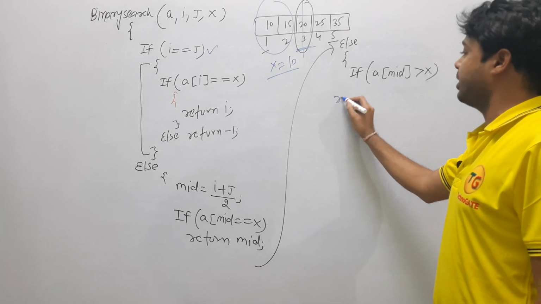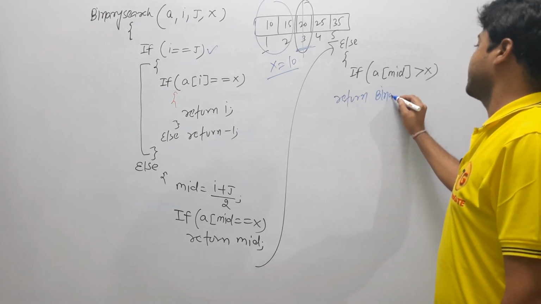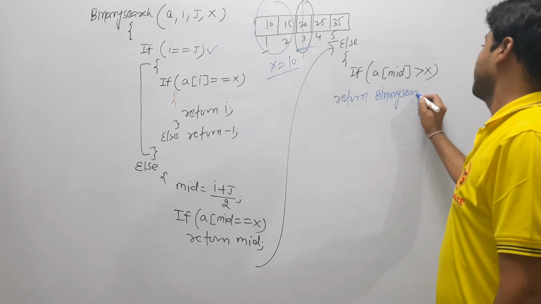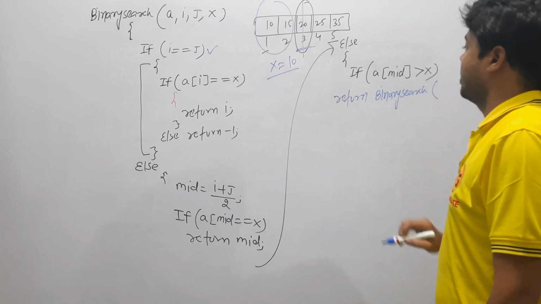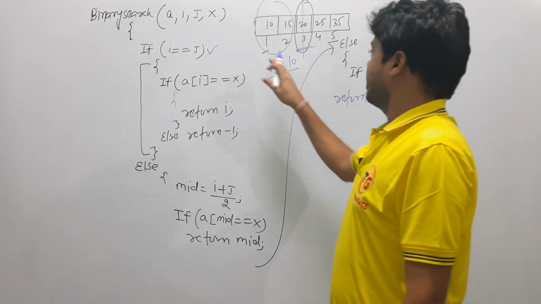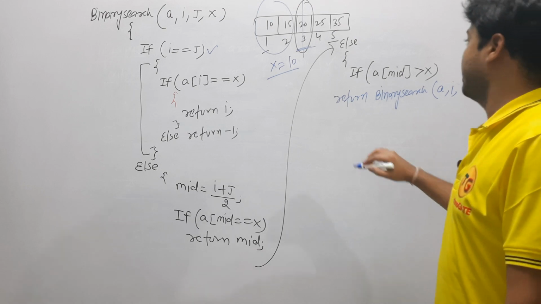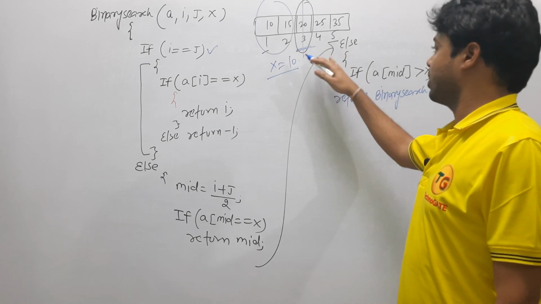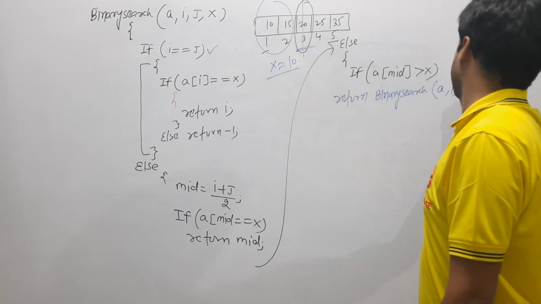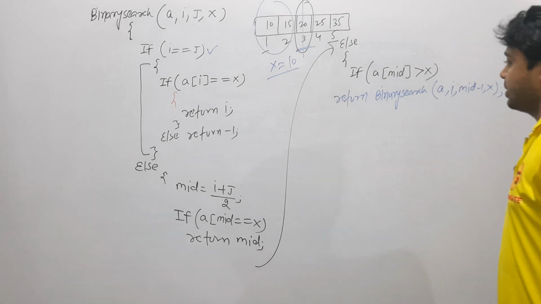So return binary search. What will we return here? A, comma, I, comma, since the element will be at the left-hand side, mid minus 1, comma, x here.